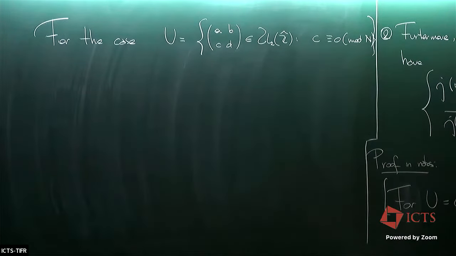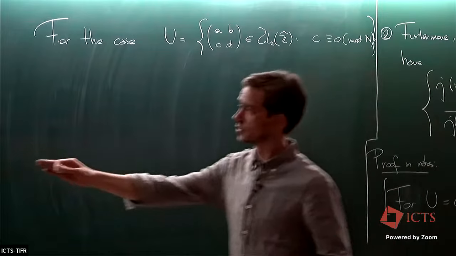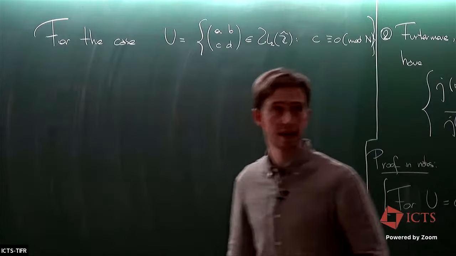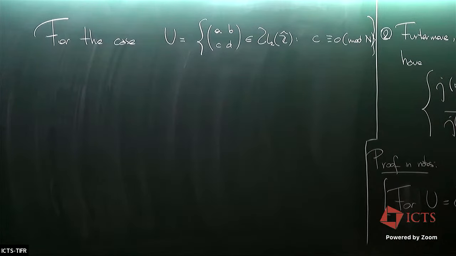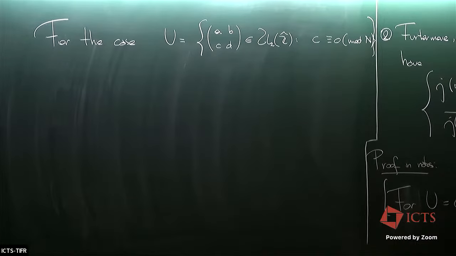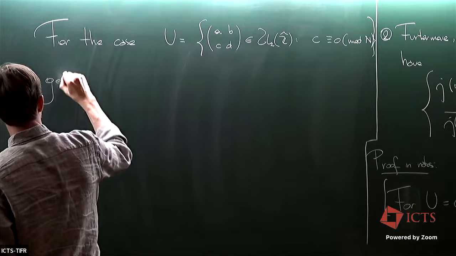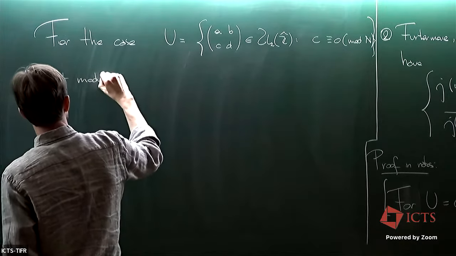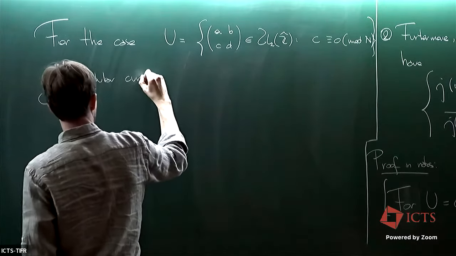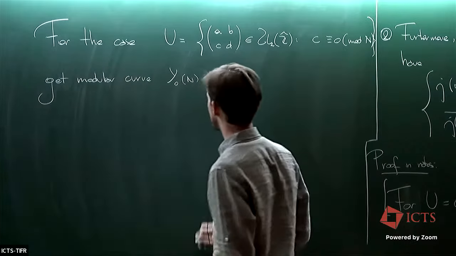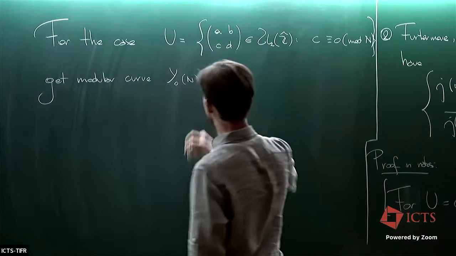Now, in this case, by a very similar argument to one I skipped before, the quotient will be Y0 of n, the affine part of the modular curve X0 of n, whose picture is up on the board all the way on the left. And this will be the primary case of interest. We get in this case the modular curve Y0 of n, whose canonical model is defined over Q.